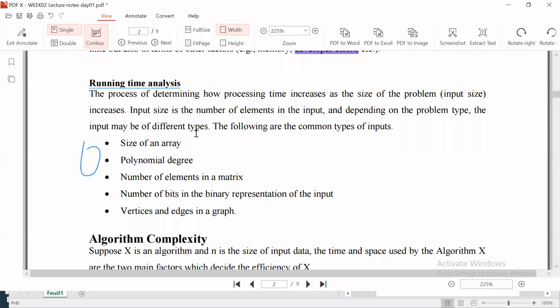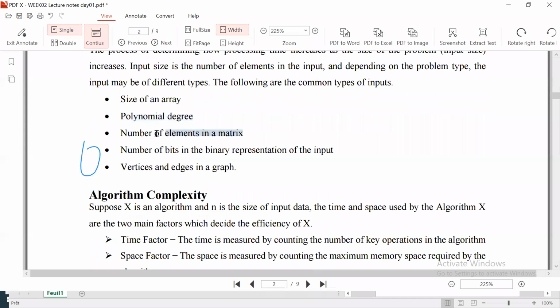Okay, so you need to determine how your processing time is varying with the size of the input. We take an example of the size of an array. You can have the polynomial degree, for example. If you have an algorithm with an input which is a polynomial of power 4, it is executing for a particular time. Now, what will happen when the polynomial will be of power 5 or power 6? You see that there is something that is going to change in the execution time of the algorithm.